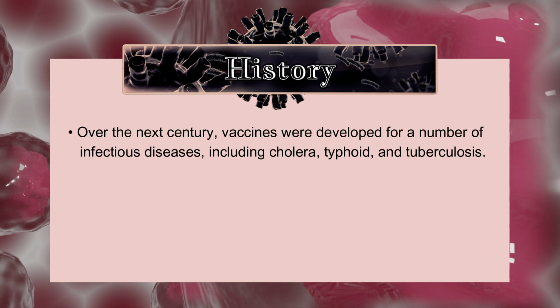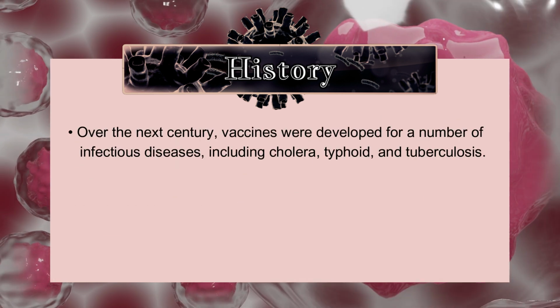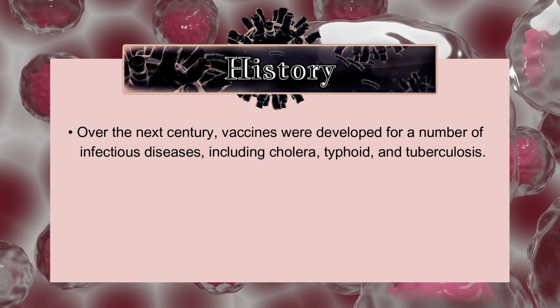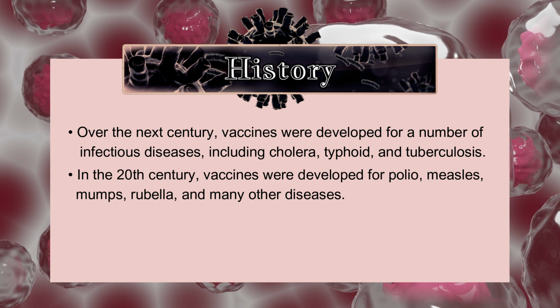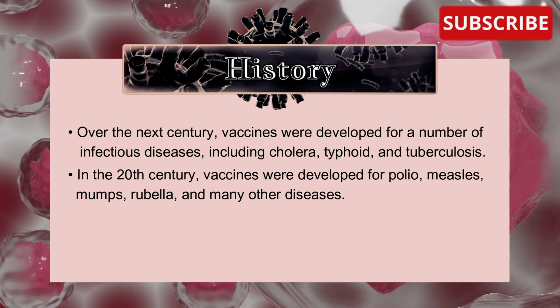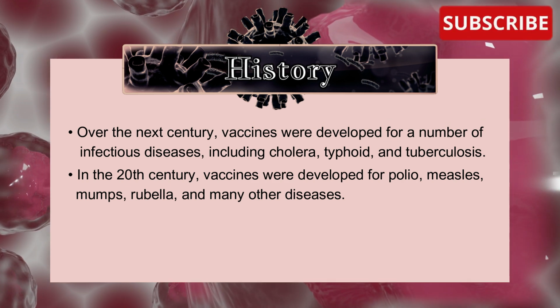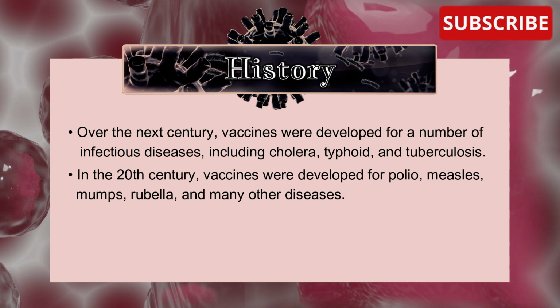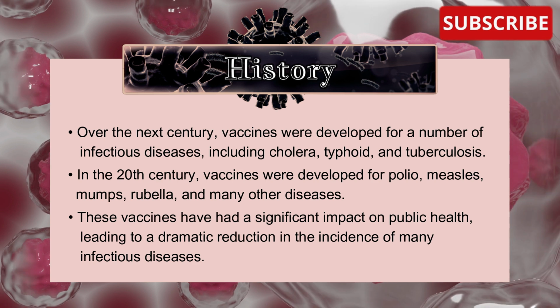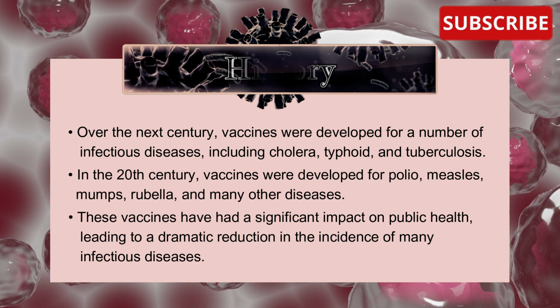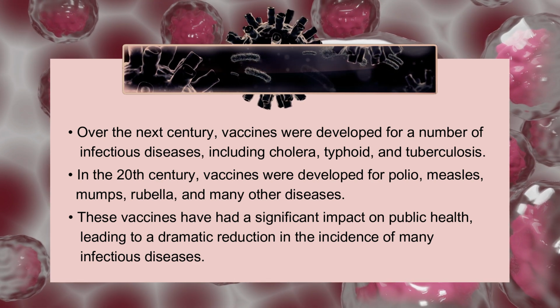Over the next century, vaccines were developed for a number of infectious diseases including cholera, typhoid, and tuberculosis. In the 20th century, vaccines were developed for polio, measles, mumps, rubella, and many other diseases. These vaccines have had a significant impact on public health, leading to a dramatic reduction in the incidence of many infectious diseases.